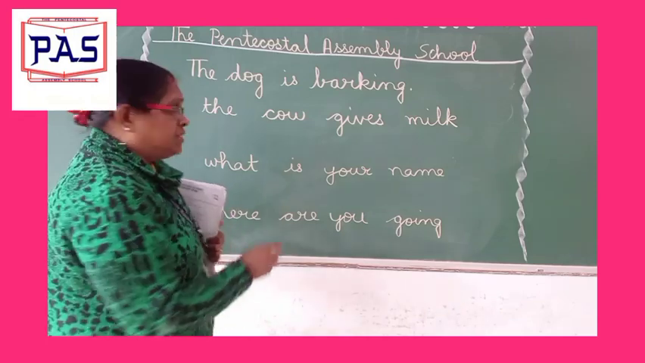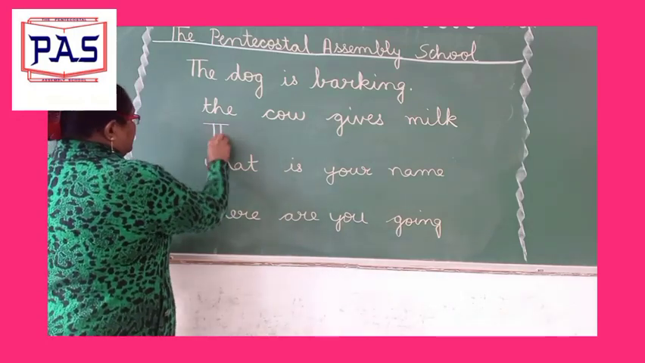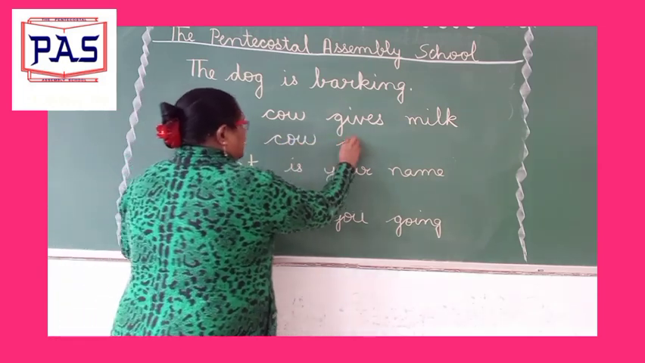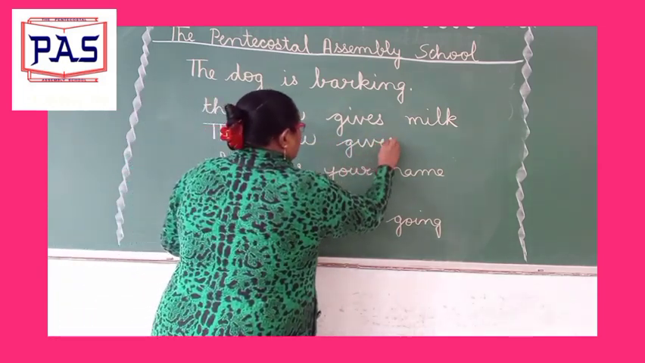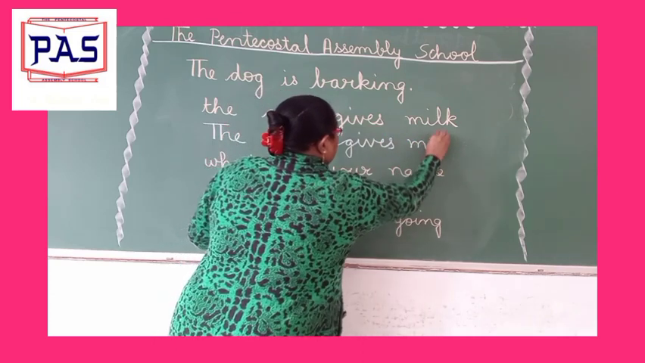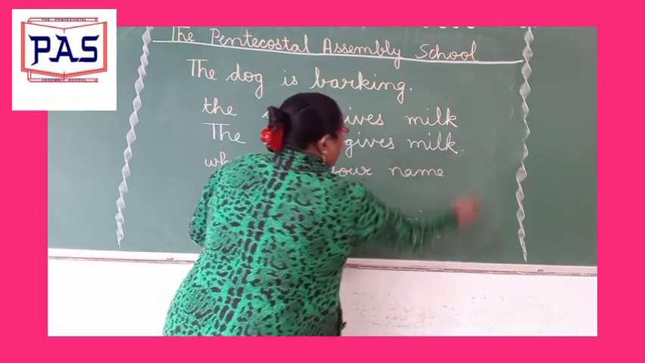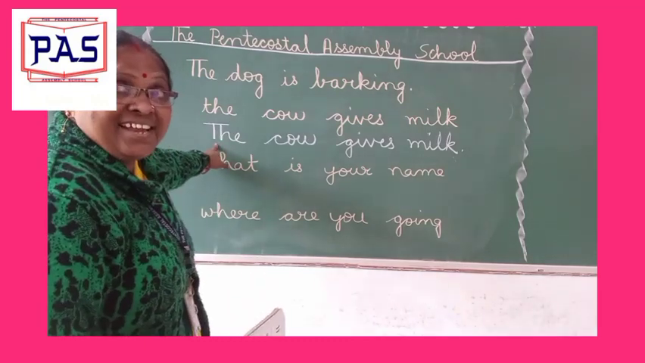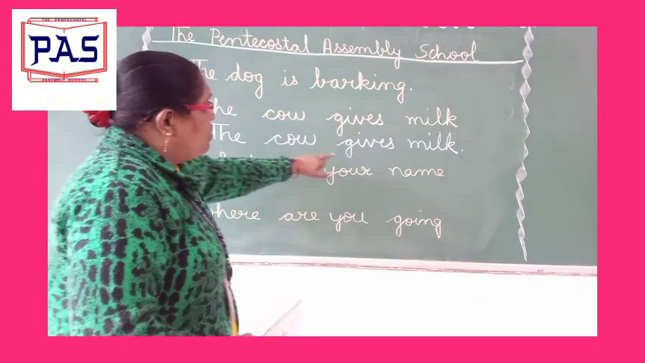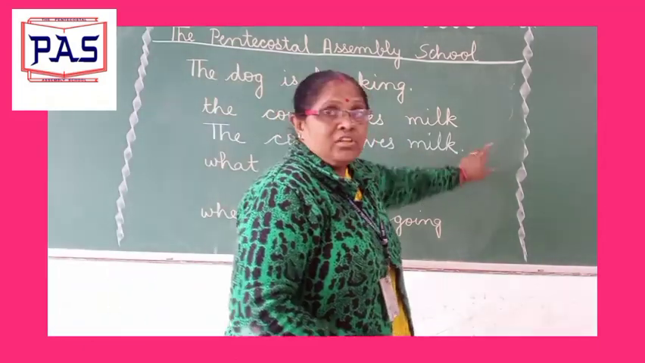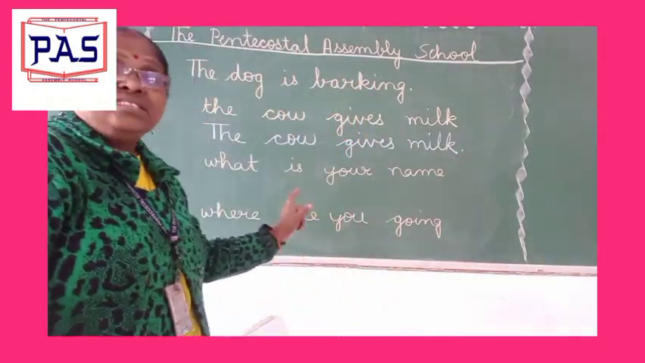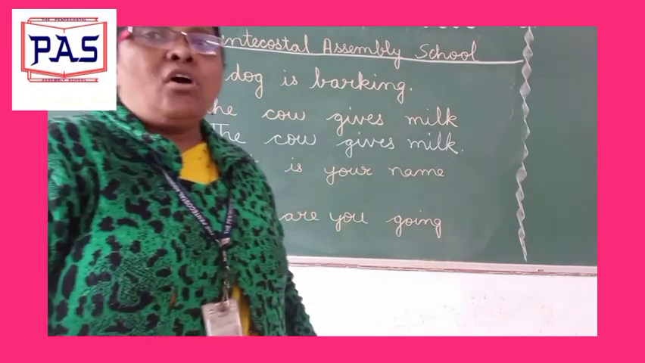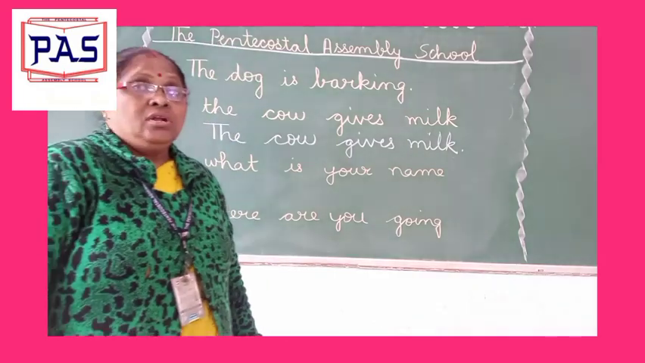Now children, look here. Now can you see? Now this is the correct sentence. Capital letter. The cow gives milk. Full stop. Now this is correct. Now we have to learn the use of question mark also. Now let us see.